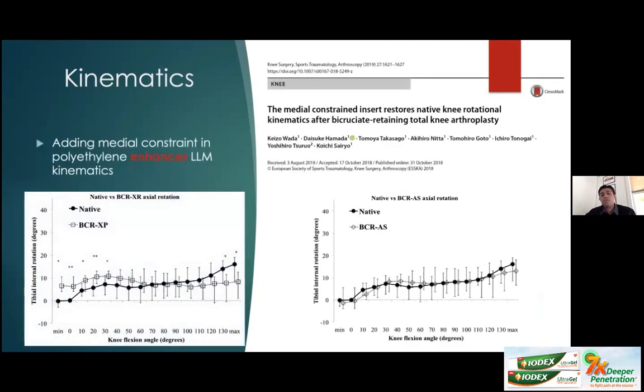Now, what they also took this to the next level and they said, how about we take a bicruciate retaining design and we add medial constraint into it, like a medial pivot design. Is that going to make the kinematics better? And lo and behold, they found that. So preserve your ACL, preserve your PCL, and then add some medial conformity to your implant. And all of a sudden you have a bicruciate retaining prosthesis that functions a lot like your native knee.